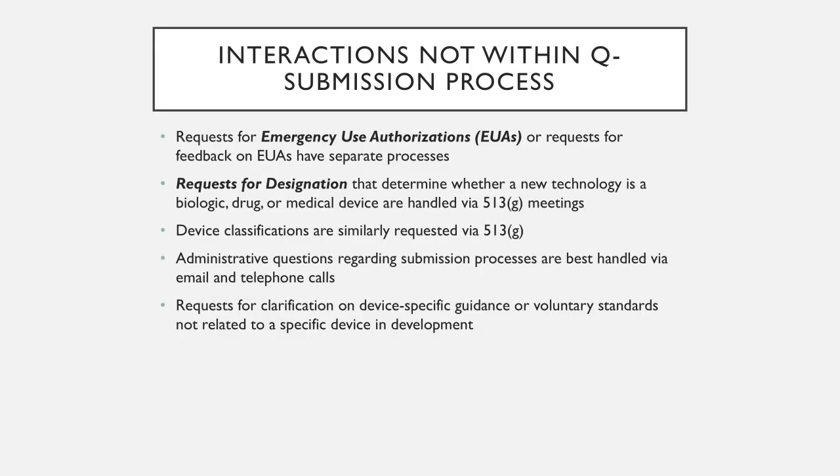There are other meeting types that fall outside the purview of the Q-Sub process, but are helpful to understand how companies actually interact with the FDA. There are requests for emergency use authorizations, which we heard a lot about during the COVID vaccine process. There are requests for designations. Some complex medical devices or combination products that have both a device and drug component have to be determined as to which of the three divisions of the FDA, which separately handle devices, biologics, and drugs, will handle the regulatory process.